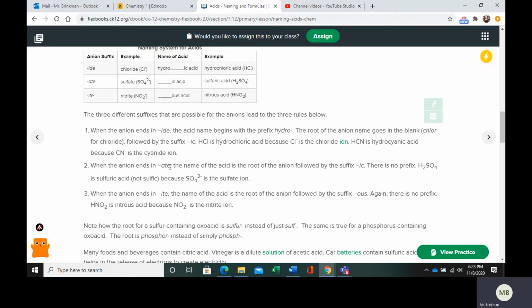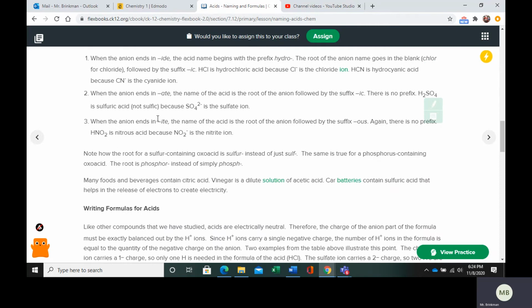When the anion ends in "ate," the name of the acid is going to be the root of the anion, so no hydro, root of the anion, followed by the suffix "ic." Sulfate, for example, has the "ate" suffix. So we do the root of the anion, sulfur, and we get sulfuric acid. It's not sulfic, it's sulfuric.